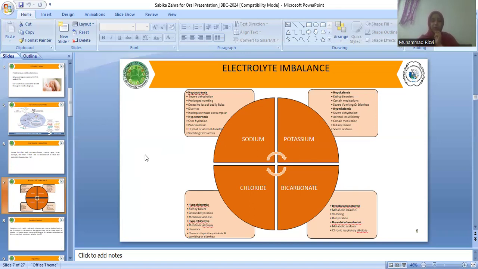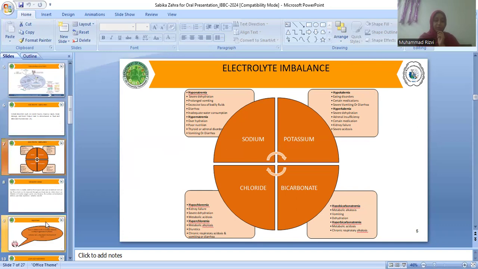If we talk about chloride, low level of chloride is called hypochloremia, which occurs due to kidney failure, severe dehydration, metabolic acidosis, whereas high level of chloride, which is termed hyperchloremia, could occur due to metabolic alkalosis, diuretics, etc. Bicarbonate, the high level of bicarbonate is called hypercarbonatremia, which would occur due to metabolic acidosis, chronic respiratory alkalosis, whereas low level of bicarbonate is called hypobicarbonatemia, which would occur due to vomiting, dehydration, etc.